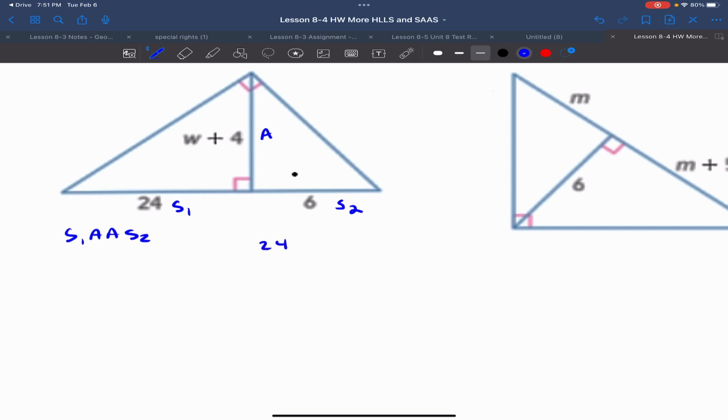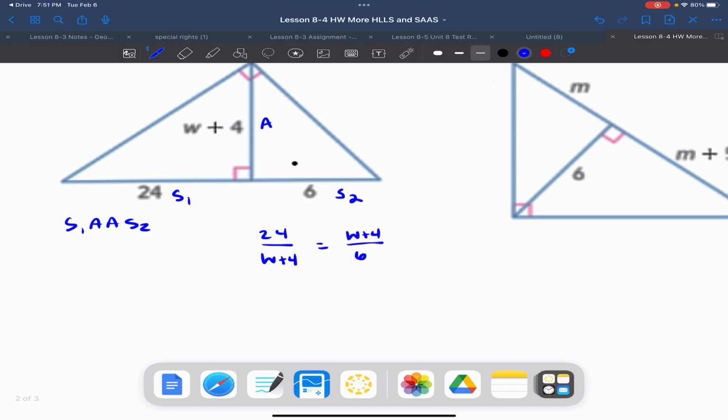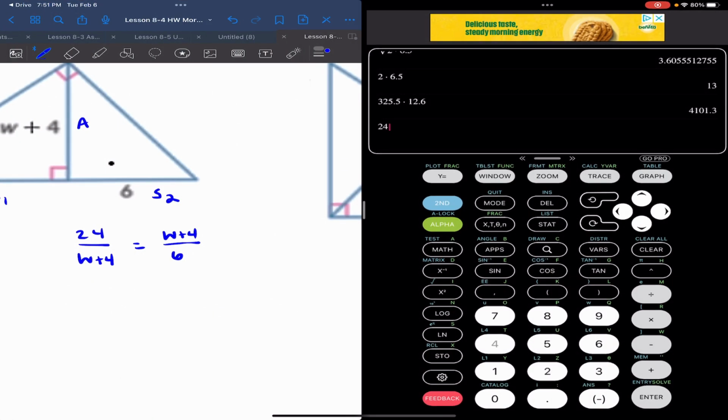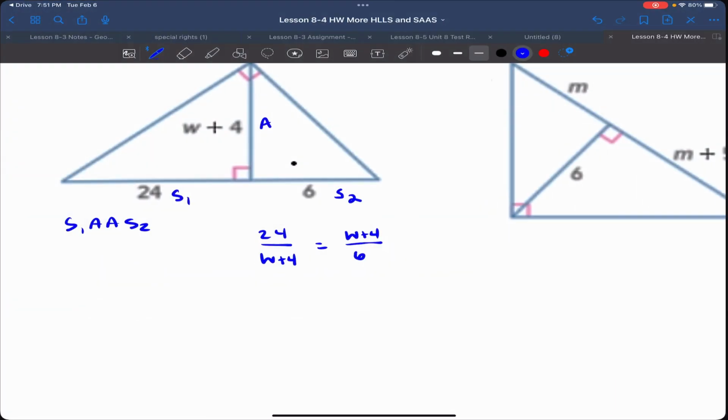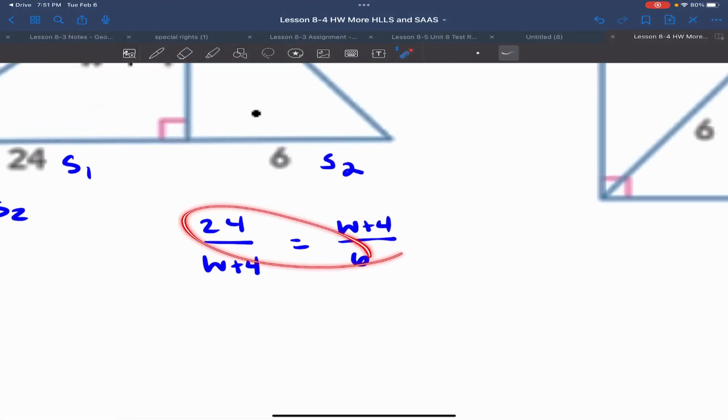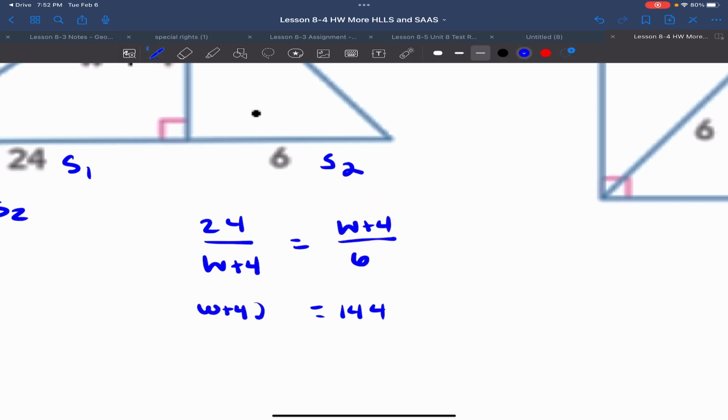So 24 over W plus 4 equals W plus 4 over 6. Now, 24 times 6 is... I have no idea what 24 times 6... Is that a perfect square? Let me check. 24 times 6 is... 144. Oh, perfect. Okay, so if I multiply these two numbers, that'll give me 144. So I'm going to put 144 not on the left-hand side. I'm going to put that on the right-hand side. And then I have W plus 4 times W plus 4. That's basically W plus 4 twice, right?